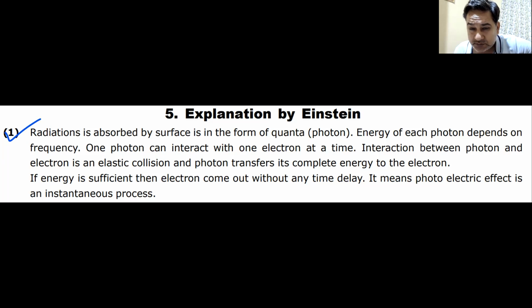So because we are thinking of it as a number of photons striking the metal surface, that is why this process becomes an instantaneous process, because one particle is striking the other particle. That is why this explanation can only be given by the particle theory of light, where we consider that light is not a wave, but light is a particle.